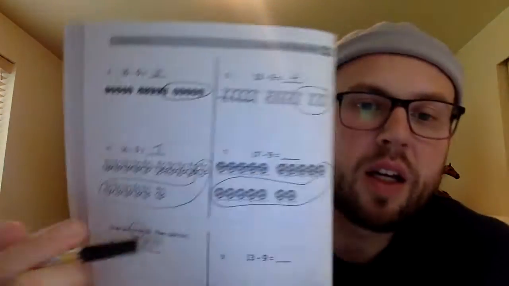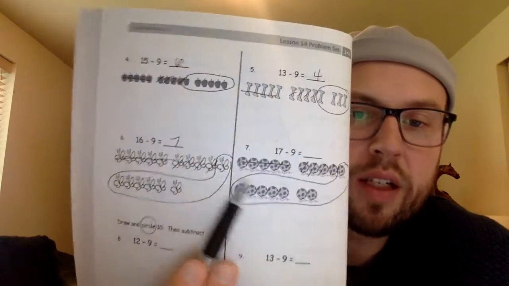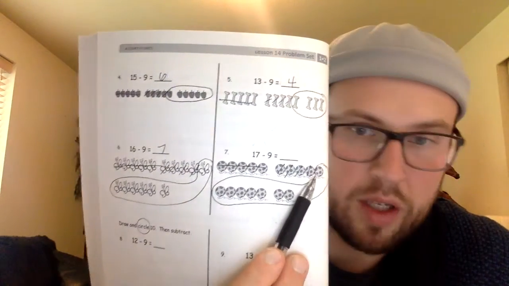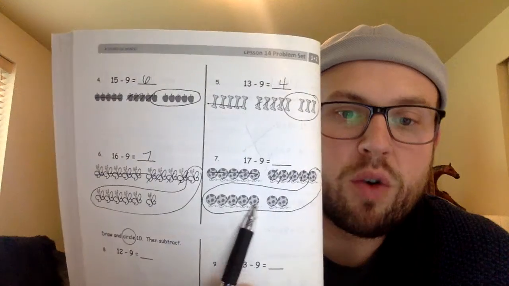And problem number 7 says 17 minus 9. We've got 17 balloons, so we're going to cross out the first group of 5. And then we're going to cross out 6, 7, 8, 9. And then I'm going to circle what's left over. So there's 17 balloons. I crossed out 9 to take those 9 away. Now let's count what's left over. 1, 2, 3, 4, 5, 6, 7, 8. So the answer is 8.